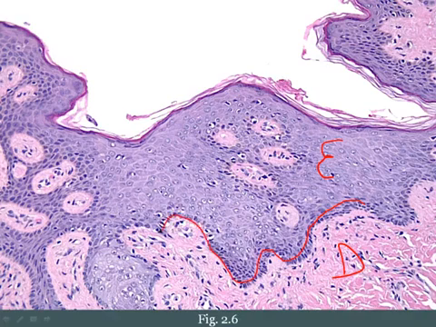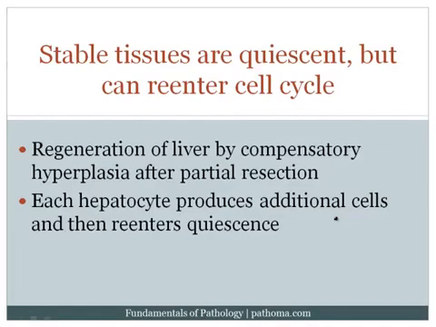And that is the basal layer. I'm going to erase this so that you can now see that this little dark blue layer represents the basal layer, and the basal layer is the regenerative stem cell layer of the skin. All right, stable tissues. What are stable tissues?